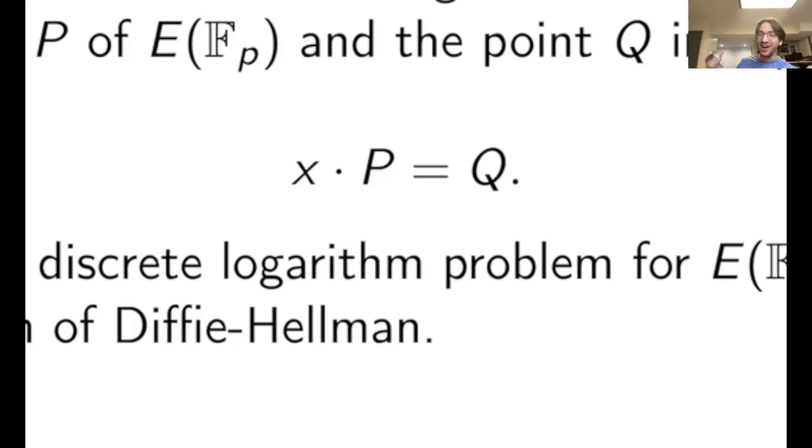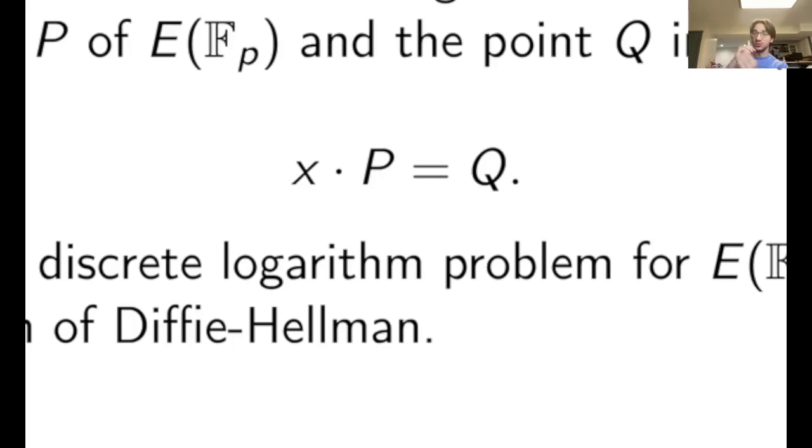Really weird, really tough, and that's just for 2 times P. If you want to do 3 times P, you have to do 2 times P plus another P, and so on and so on. Okay, so it's a nightmare. It's a nightmare to try to even just add a point to itself by hand. Sage can do it quickly.